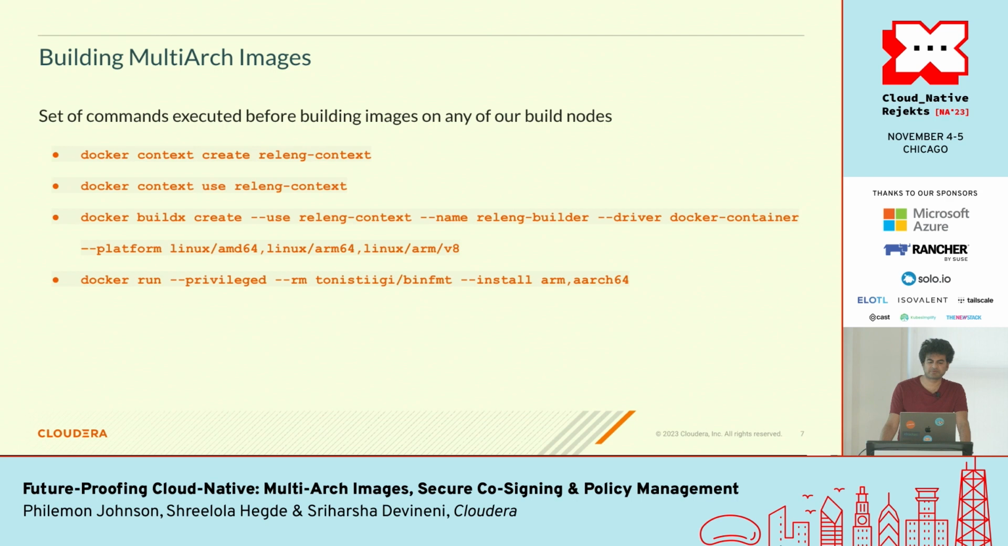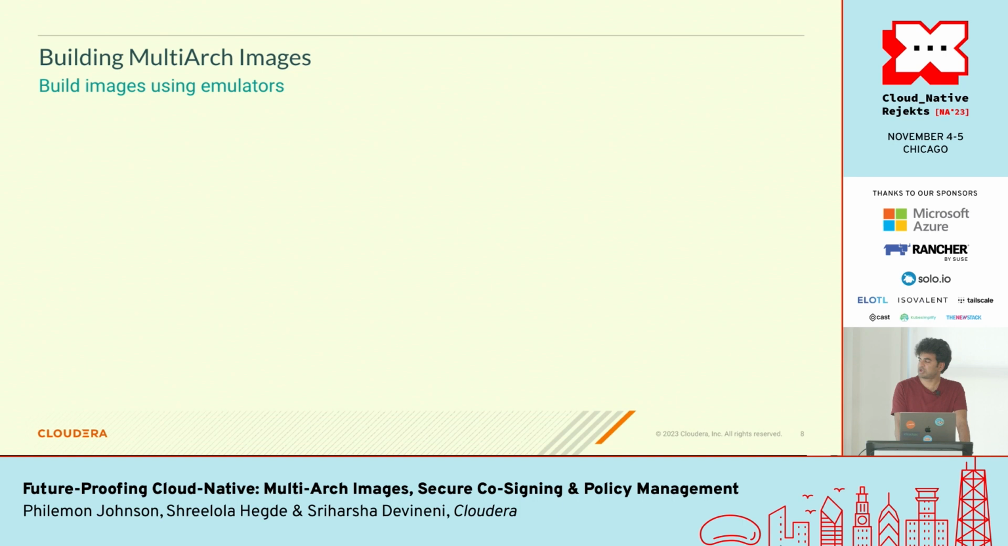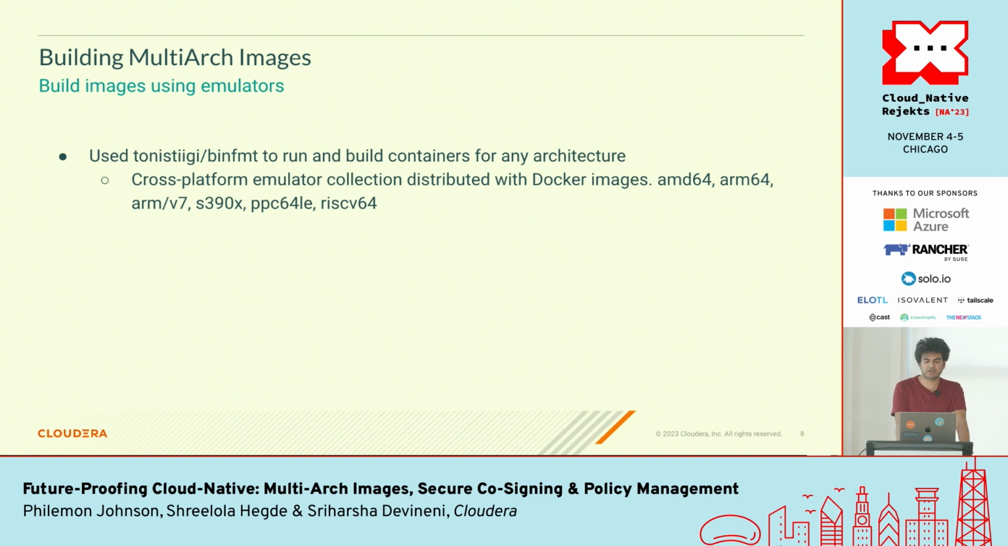So this is a set of commands that we used before we did any Docker builds. We used to set the context. Instead of using the Kubernetes distributed model, we were using the emulators. So we used this open source project to run and build containers for any architecture. Thus we were able to build Docker images for ARM, PPC, and various architectures.